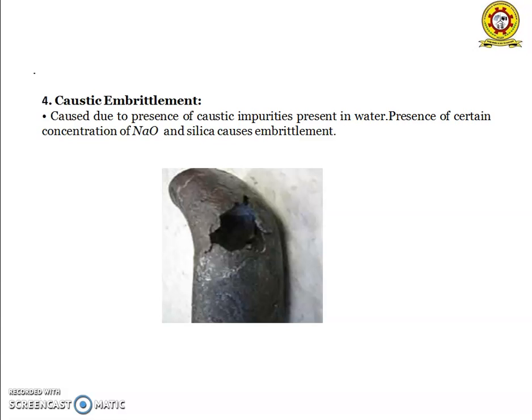This can be prevented by adding sodium phosphate or a softening agent, by adding organic agents like tannin and lignin, and by adding Na2SO4 to the water, which reduces the embrittlement.